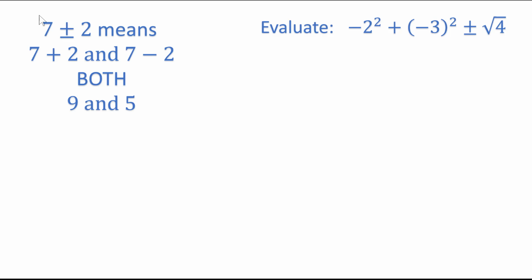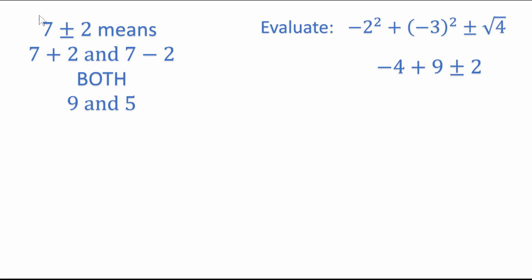Okay, so if you had something like this where you want to evaluate negative 2 squared plus negative 3, the whole thing squared, plus or minus the square root of 4, you would get two possible answers. So you'd have negative 2 squared is negative 4. Negative 3 squared, where you have the negative 3 in parentheses, means negative 3 times negative 3, which is positive 9. And then you've got the plus or minus the square root of 4, which is plus or minus 2.